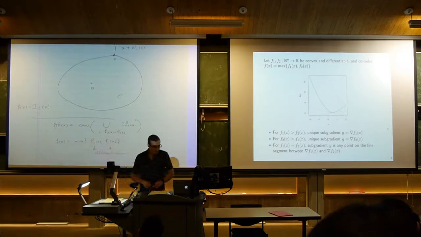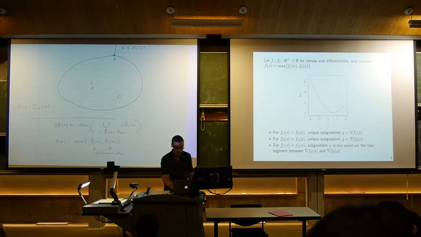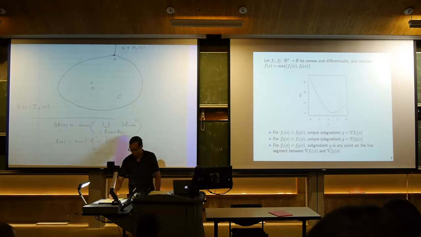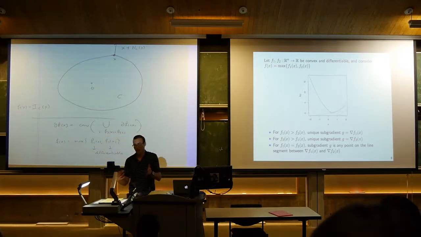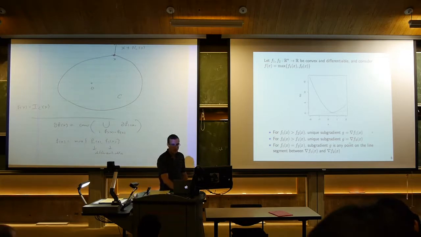Because, well, let's just do two cases, and the third will be symmetric. If f1 is bigger than f2, then at that x, there's only one i. So let's suppose we're in a region where f1 is the only function that achieves the maximum. So there's only one i that we're taking the union over. And because f1 is differentiable, its subdifferential is just the set containing its gradient. And then I'm taking the convex hull of that, which just gives me back the set containing the gradient of f1. So that's just this case right here.